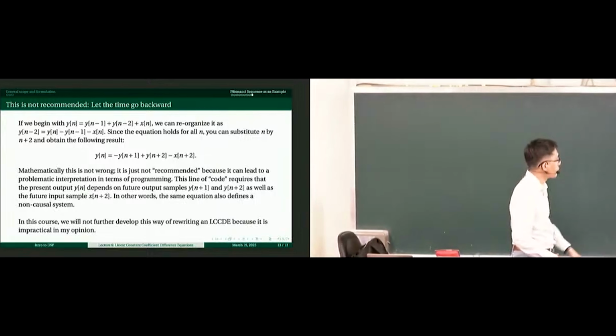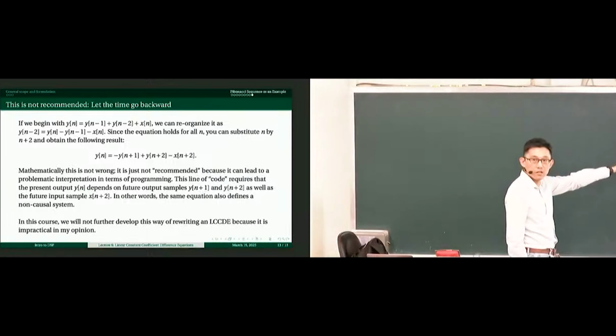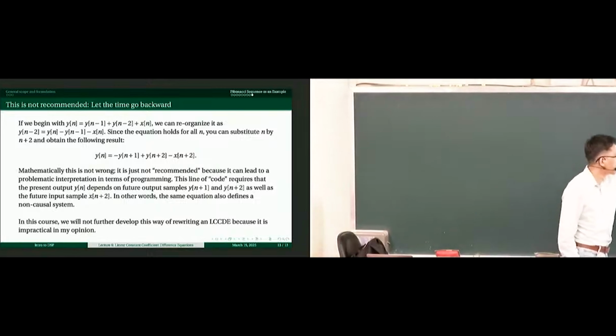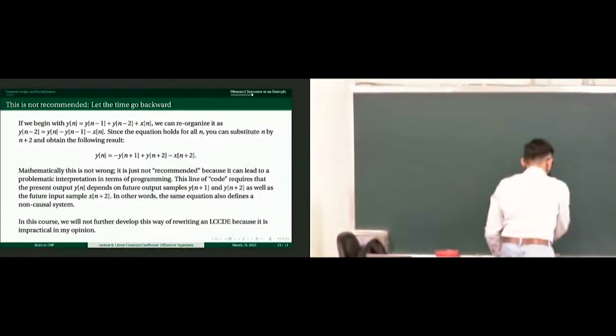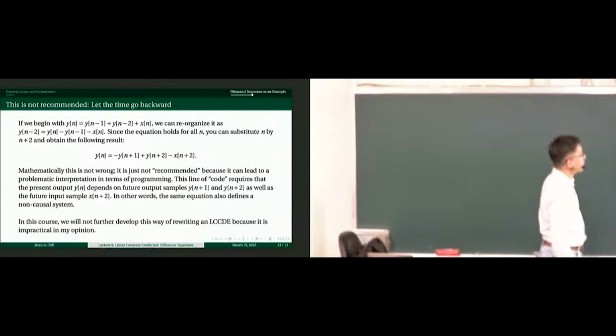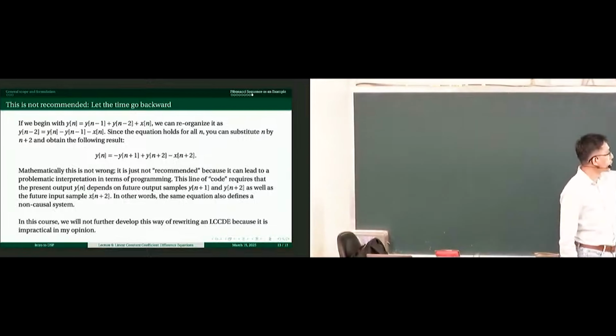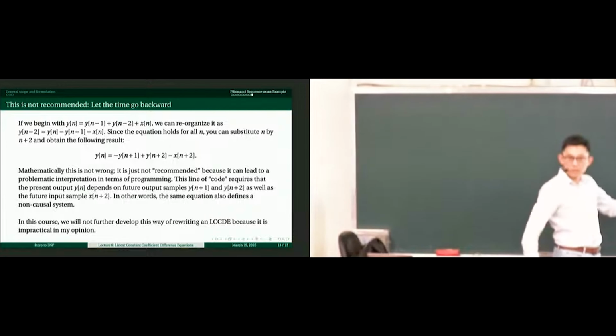And this equation is supposed to hold for all n, right? n equals 1, 2, 3, 4, 5, and so on, right? But how about we let the time go backward? So if it holds for all integers n, it should hold for n plus 2, right? Okay, so now evaluate this equation at the moment n plus 2. Then we have, just substitute n by n plus 2. You get this.